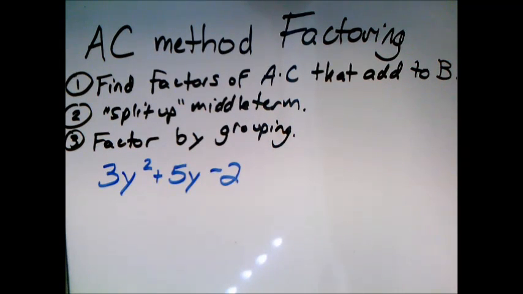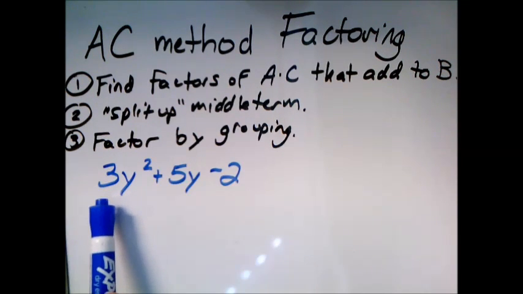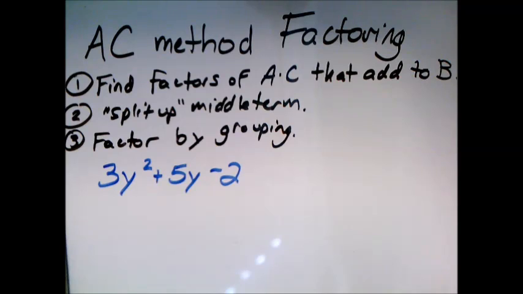Here we're going to talk about one of the more important methods for factoring. What do we do in cases where our leading coefficient isn't 1? So what if it doesn't just start with x squared or y squared or a squared or b squared? It's got a number out front.